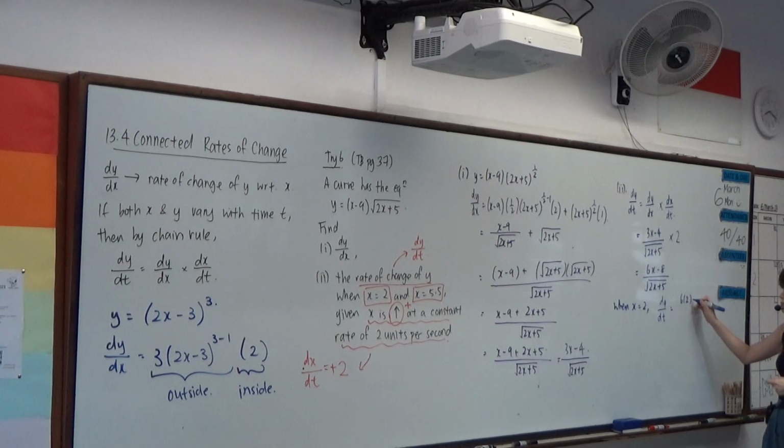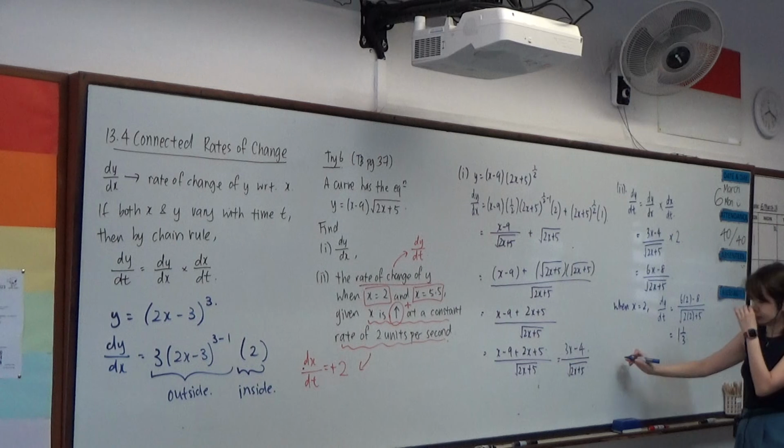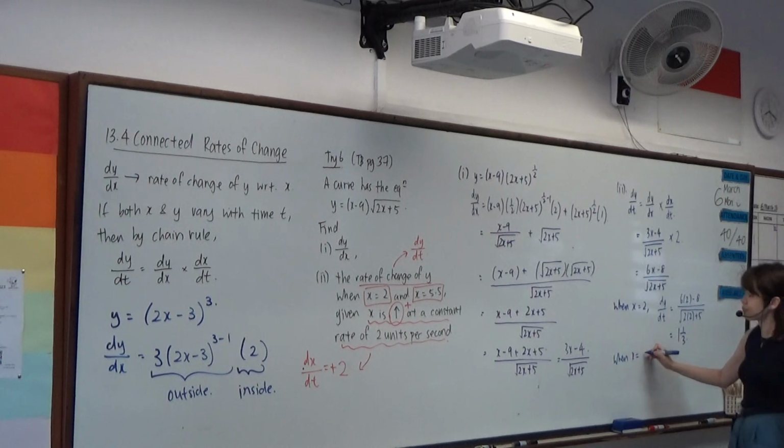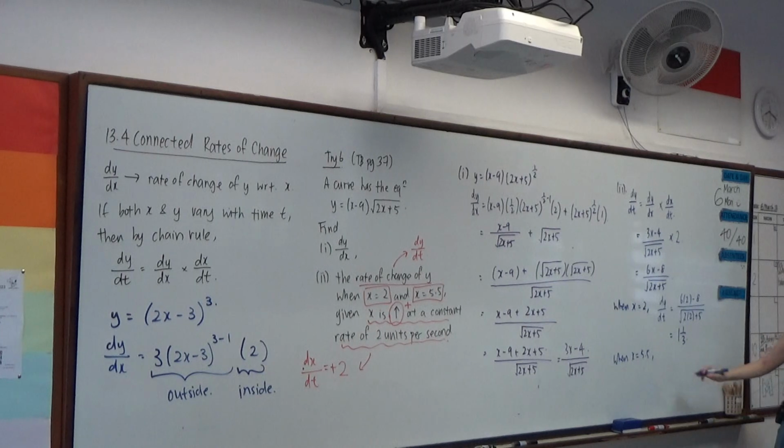So we substitute x equals 2 inside here, and our rate of change of y could be calculated in this manner, such that it results in 1 and 1/3. We do the same for x equals 5.5, and our dy over dt is 6 1/4.